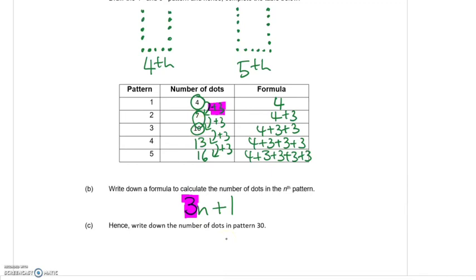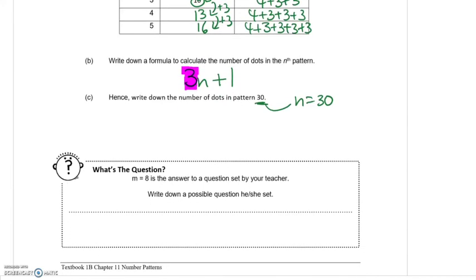You're being asked to write down the number of dots in pattern 30. So here in this case, this just means that n equals 30. So do the substitution and you will get the answer that you are looking for. So 3 times 30 is 90, 90 plus 1, 91.